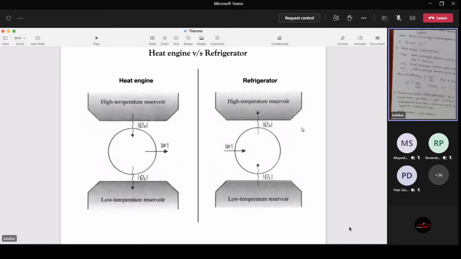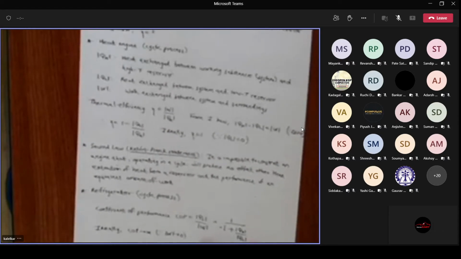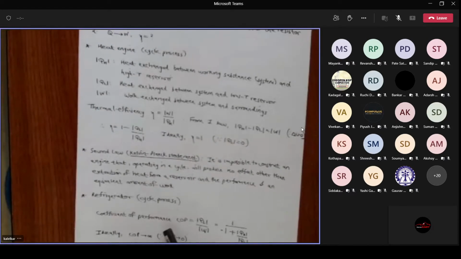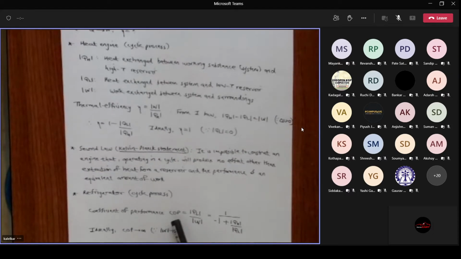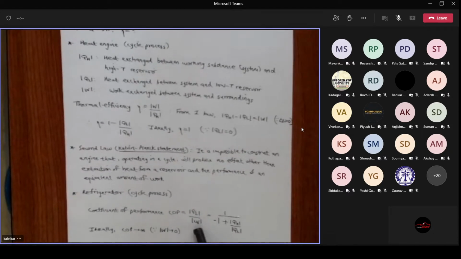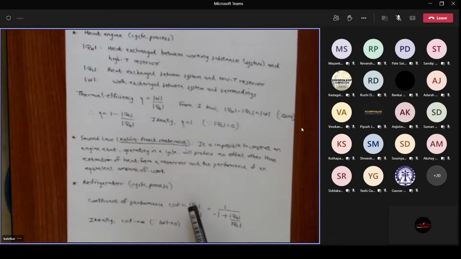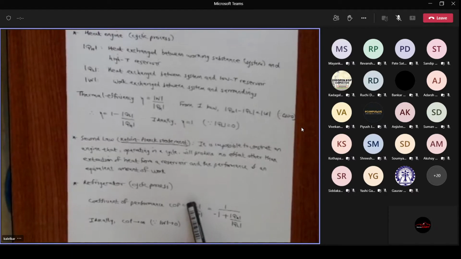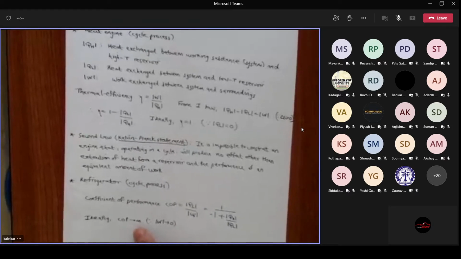So again, the analogous question here is, there's no efficiency defined here, but you can define a COP, coefficient of performance, which is defined as mod QL by mod W. Why? Because what you want as the output is the amount of heat extracted from the low temperature reservoir. And what is the input? The work done. So ideally what you want is this work to go to 0 and COP should go to infinity.